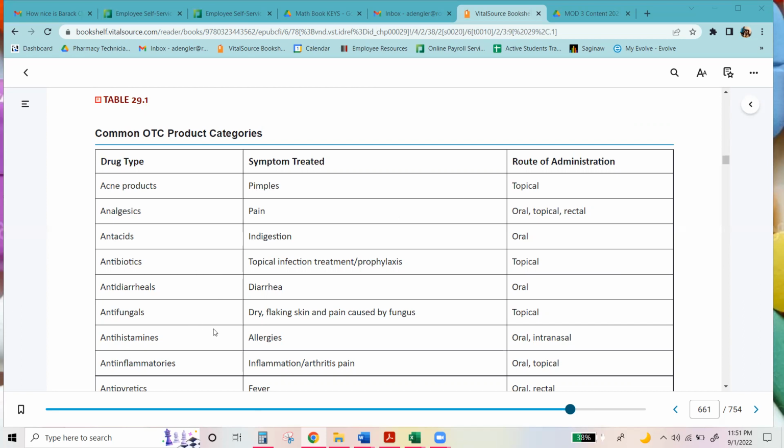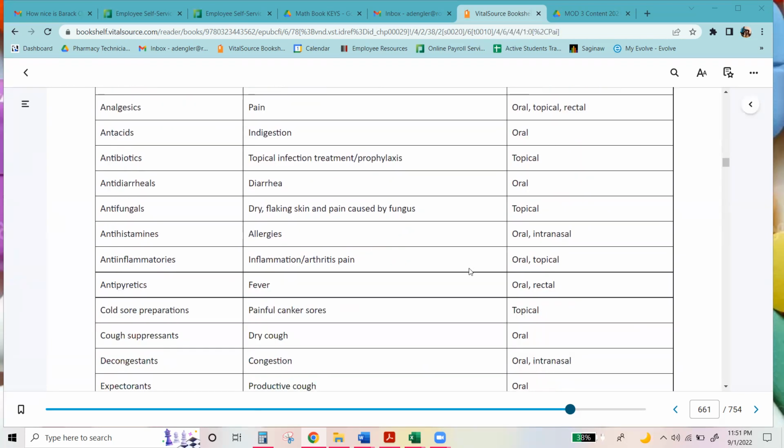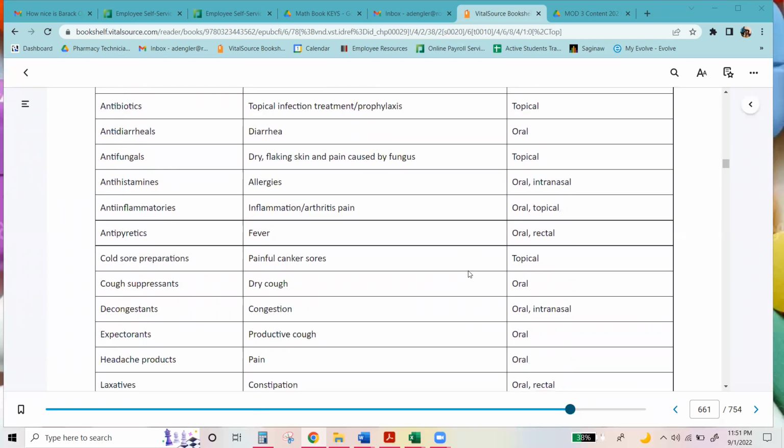And then we have antifungals, topical. So the foot section, you can usually find most of the antifungals for athlete's foot, ringworm, things of that nature. Antihistamines treat allergies. We have oral and intranasal routes of administration. Anti-inflammatories that treat inflammation or arthritis pain are going to come in oral and topical. Antipyretics that treat fevers, again, are going to be in oral and rectal.